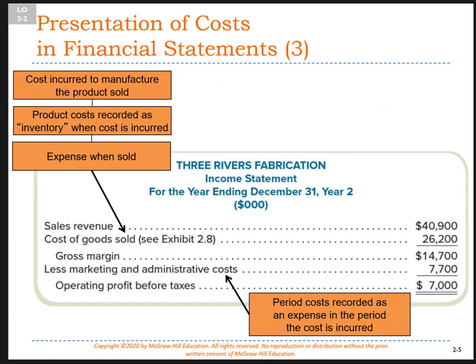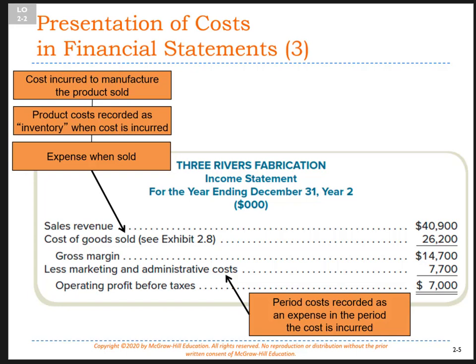Now, product costs are recorded as inventory first. So when we pay for certain things or incur certain costs, when they are referred to as product or inventoriable costs, they first go into inventory, and they sit there until the item that made us incur that cost is sold. And then it moves to cost of goods sold.